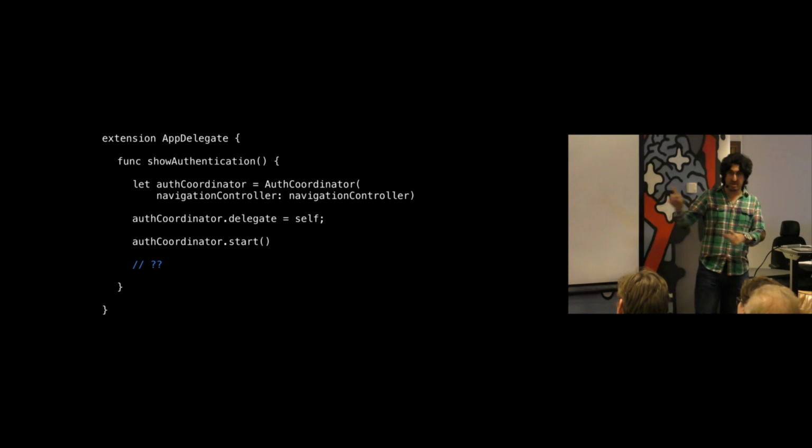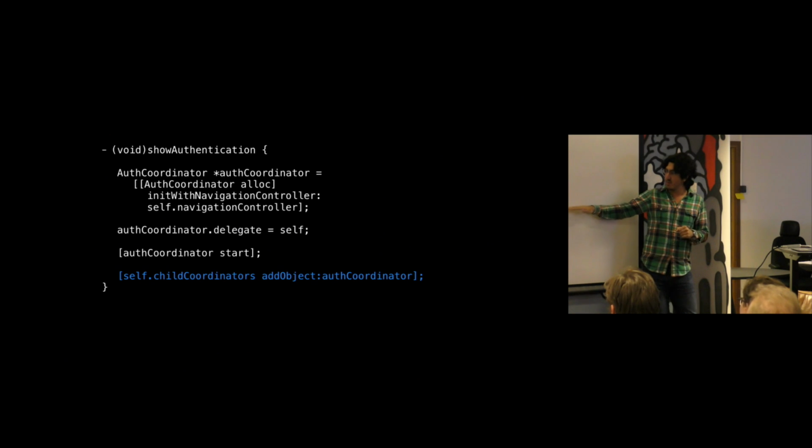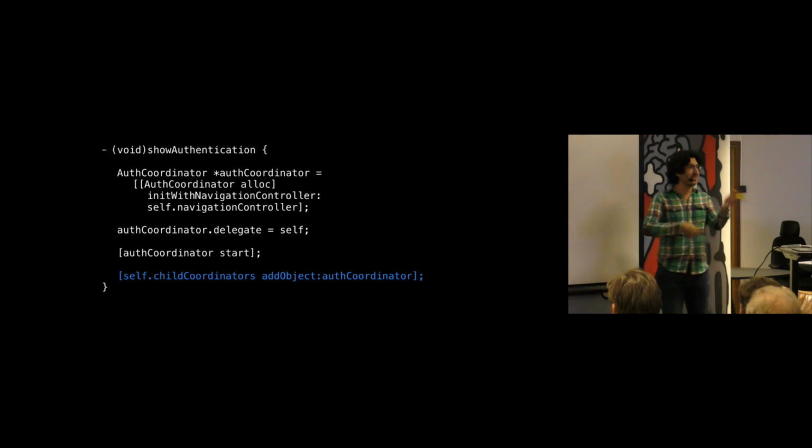Right, so I'm going to show you a little bit of Objective-C code. Shield your eyes. This is not for children. Cool. So the way we did this in Objective-C is we had an array of child coordinators, and arrays in Objective-C, you could just add whatever you want. Just put anything you want in there. It's fine. We'll deal with it.